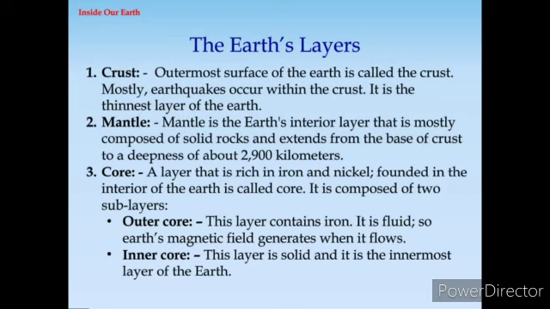The outer core: this layer contains iron. It is a fluid, so Earth's magnetic field is generated when it flows. Another one is the inner core. This layer is solid and it is the innermost layer of the earth.